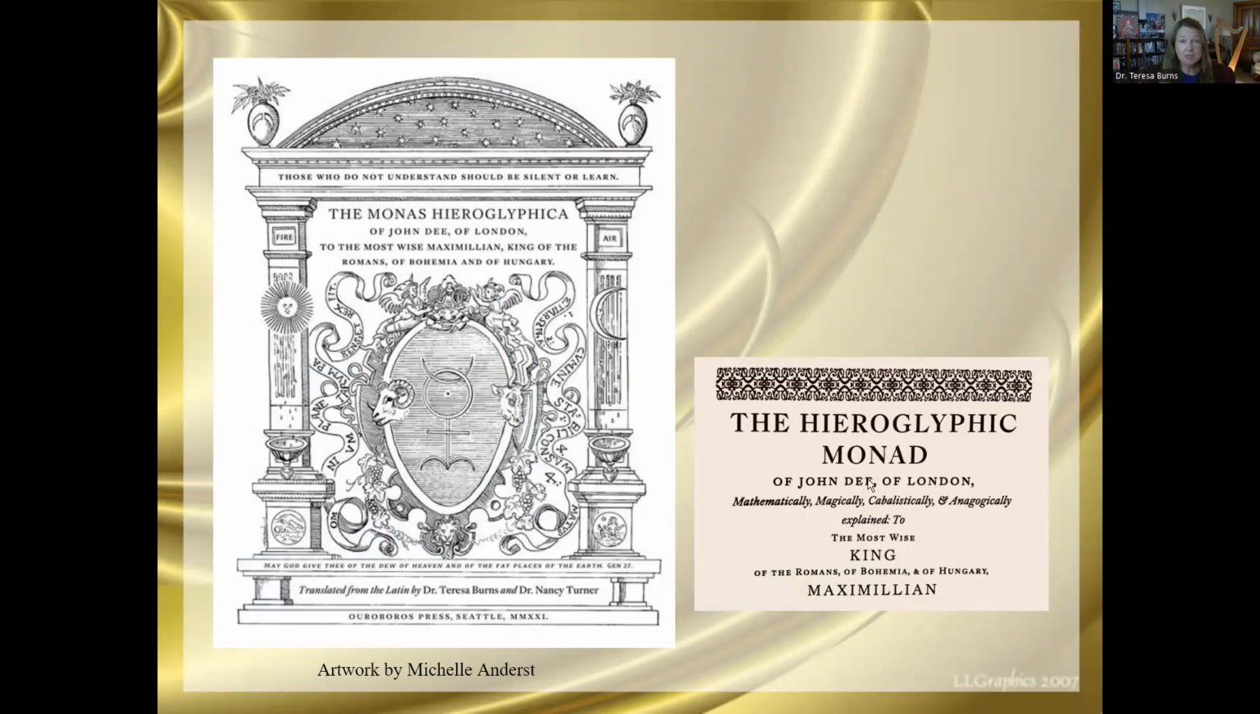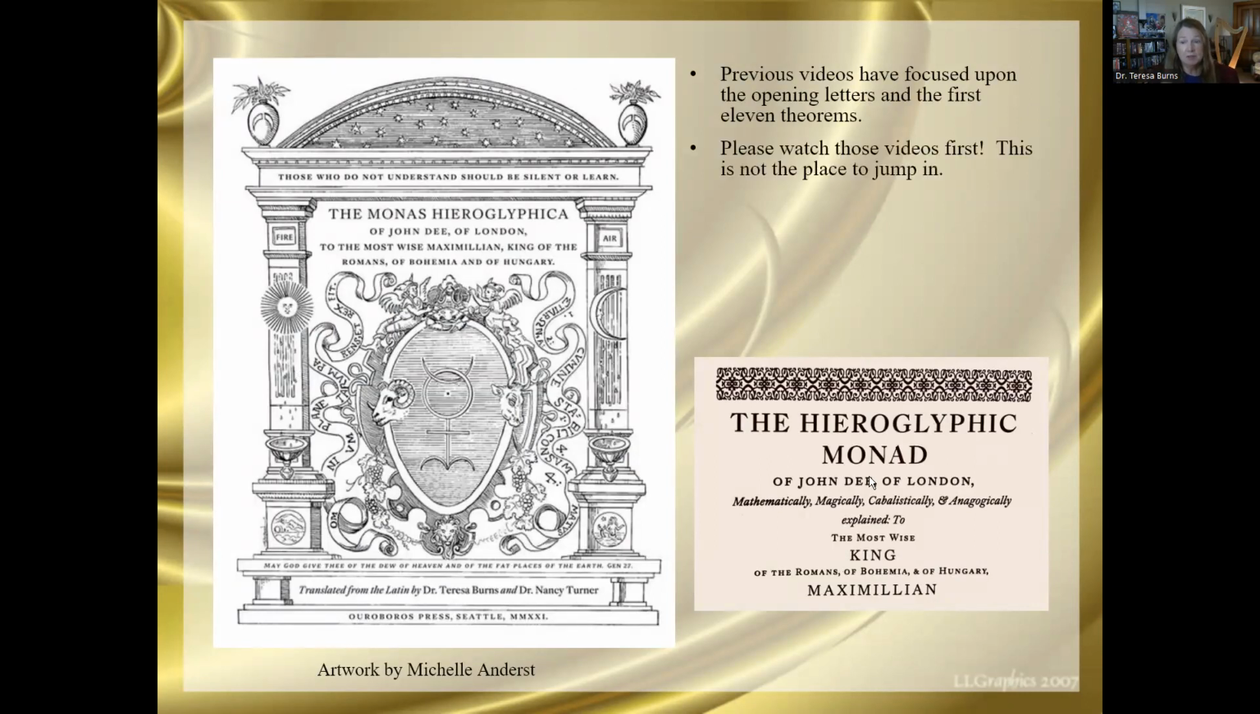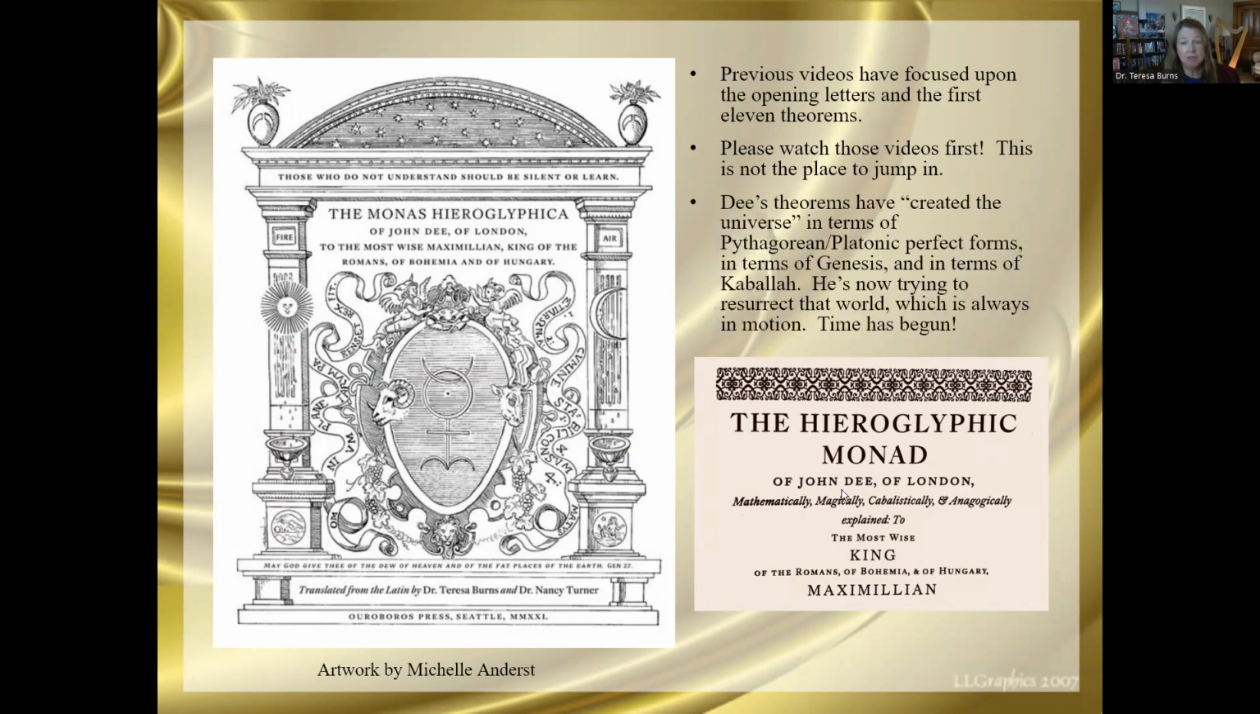You know the drill here. I'm assuming you know who John Dee is, what the Monas Hieroglyphica is. You've seen the previous videos. We went all through the letter to Maximilian, the first 11 theorems. Please watch those videos first. If you haven't seen them, I'd love to have you join me, but this is probably not the place to jump in. I've got a link to that playlist below.